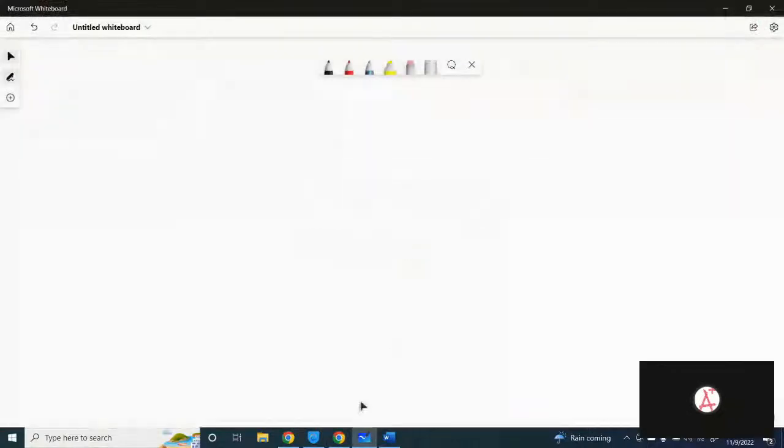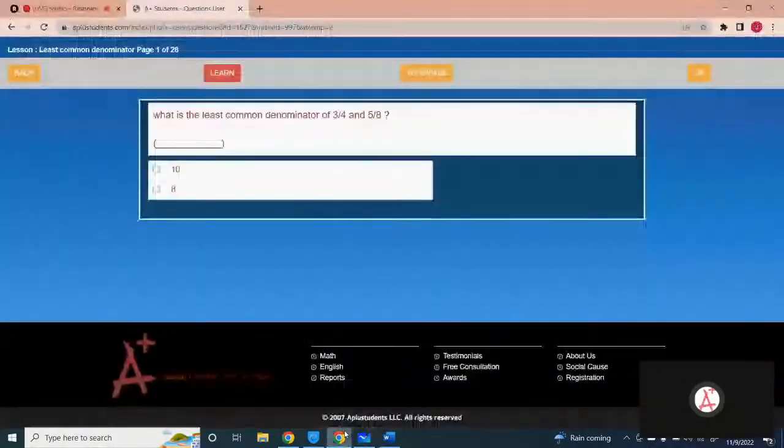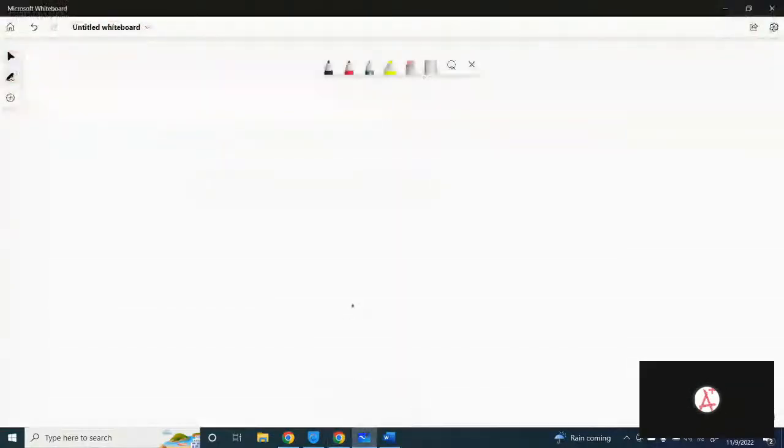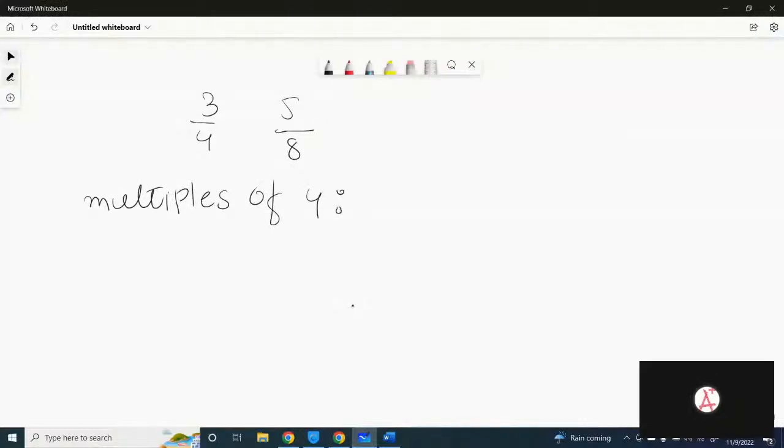Got it? Okay, the first one is the least common denominator of 3 by 4 and 5 by 8. 3 over 4 and 5 over 8. Go write the multiples of both the denominators. So let's start with writing the multiples of 4 and multiples of 8. Yes, very good. It is 8, but let me explain how.